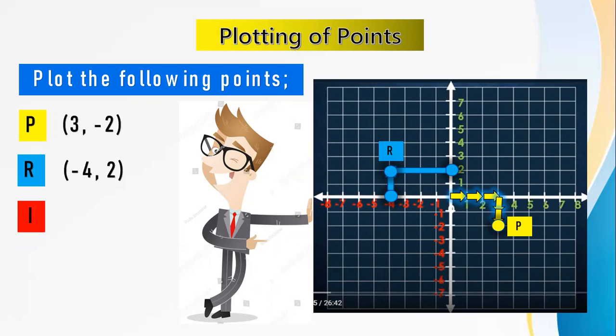Next we have I. We have 7 and positive 5. We have positive 7 and positive 5. So this will be your x and this will be your y. So 7 is positive x.